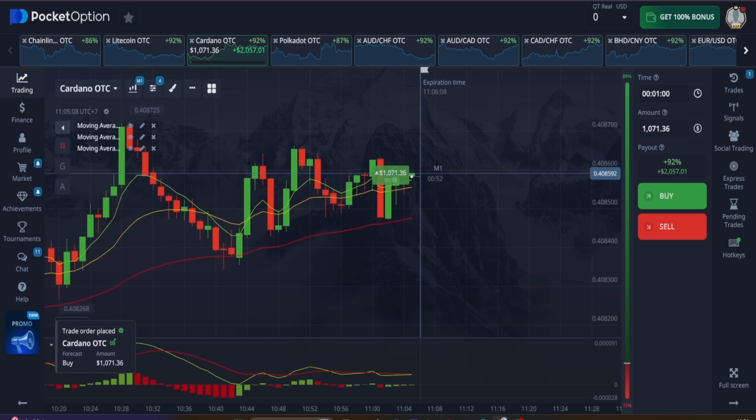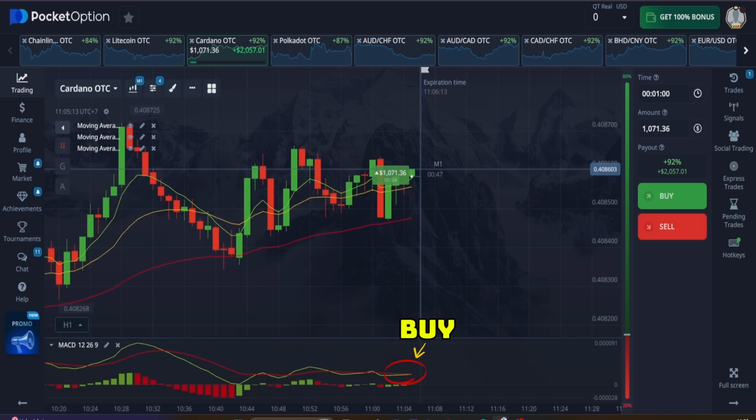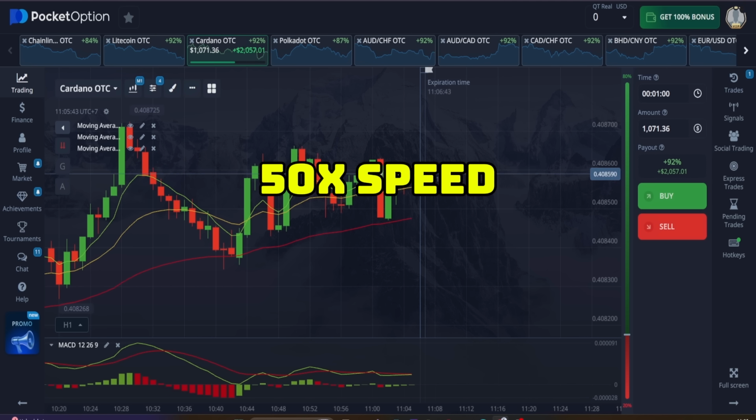I'm entering a buy position based on a bullish MACD crossover. The MACD fast line has crossed above the signal line, and the histogram is starting to expand upward, indicating increasing bullish momentum and strengthening buying pressure. This crossover suggests that the bearish phase is losing strength, and that the market is transitioning into a potential bullish move. Let's monitor the price action.